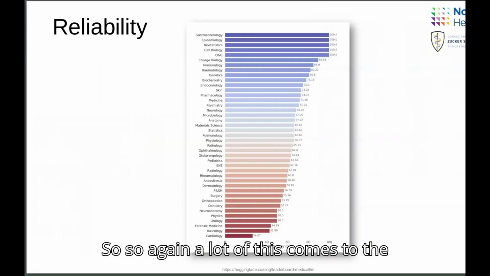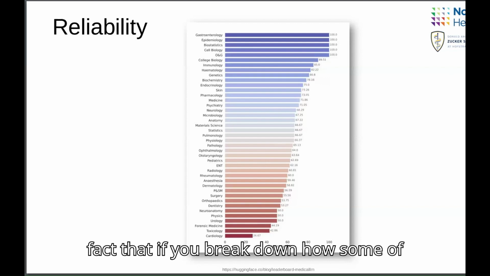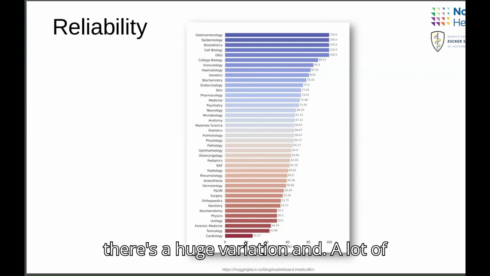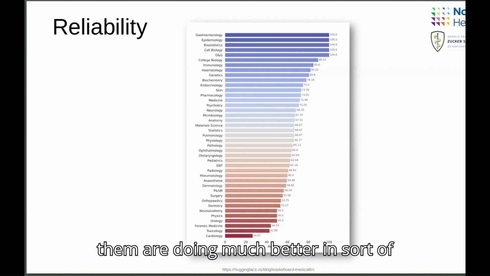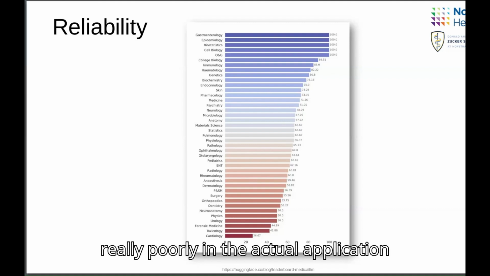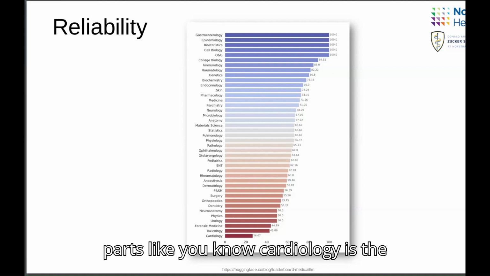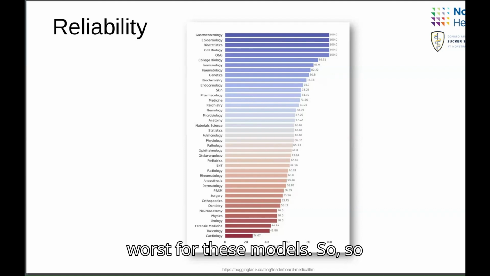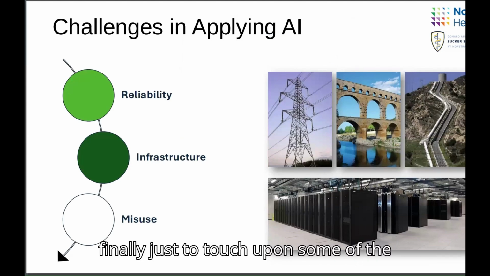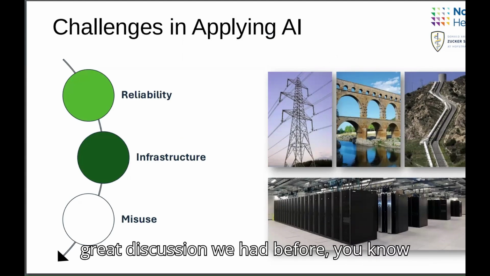So a lot of this comes down to the fact that if you break down how some of these models do in actual subject matter, there's a huge variation. A lot of them do much better in basic science types of questions, and they do really poorly in the actual application parts. Like cardiology is the worst for these models.